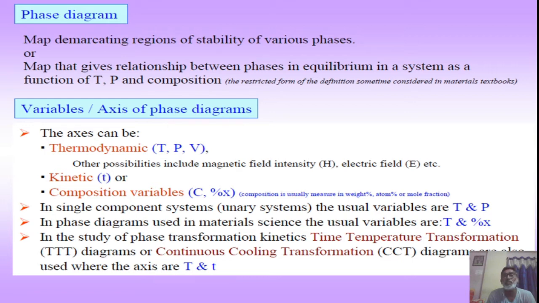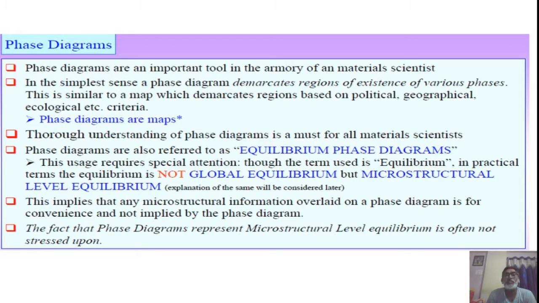In a single component system, which we call a unary system, the usual variables are temperature and pressure. In phase diagrams used in material science, the usual variables are temperature and composition. In the study of phase transformation kinetics, time-temperature-transformation or continuous cooling transformation diagrams are used, where the axes are temperature and time, and the transformation is involved in that. Then, once again, phase diagrams are a summary of the material.